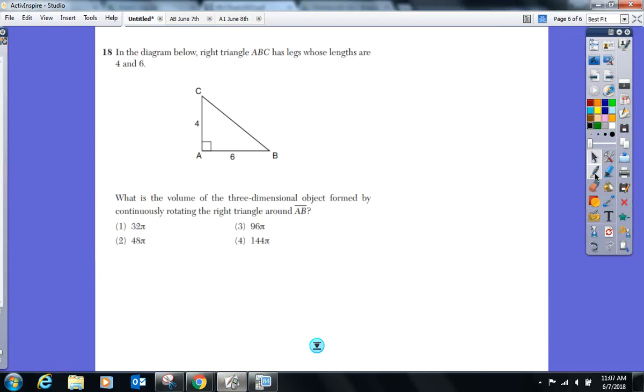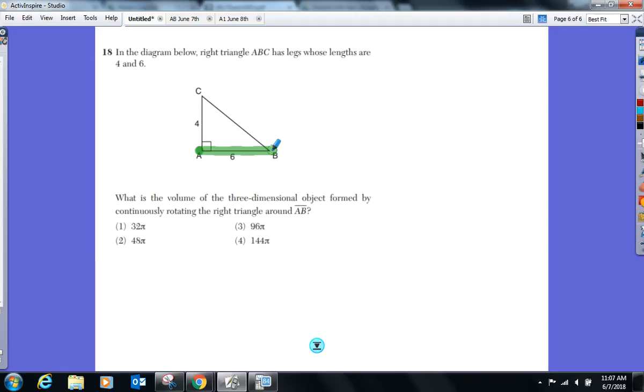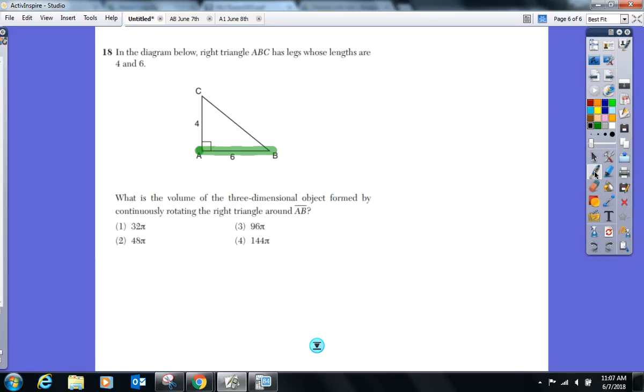Here we go, 18. I'm going to take this figure, and here's the big part. I don't know if anybody caught this as you were reading, but you are going to continuously rotate it around AB, not AC. Make sure you rotate it around AB. As I continuously rotate it, what 3D object is going to be formed? That's going to be a cone, right? And it wants me to find the volume of that cone.